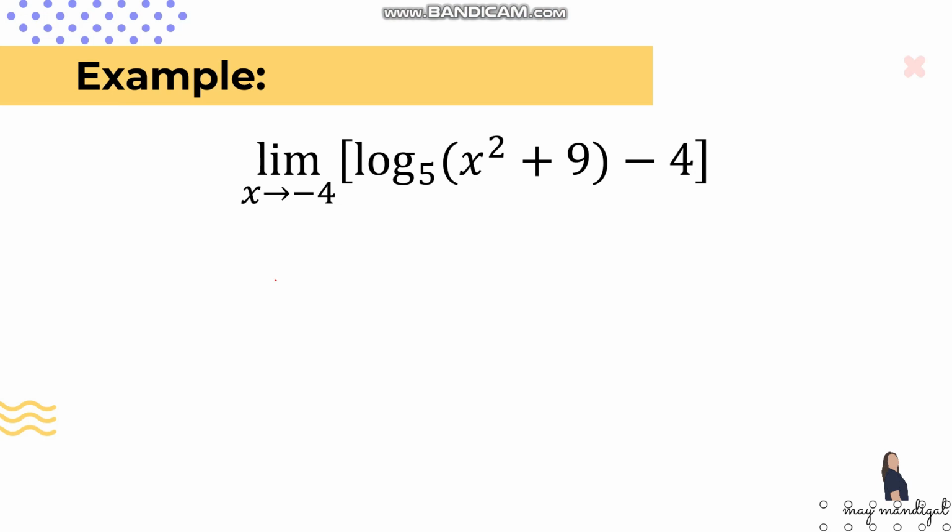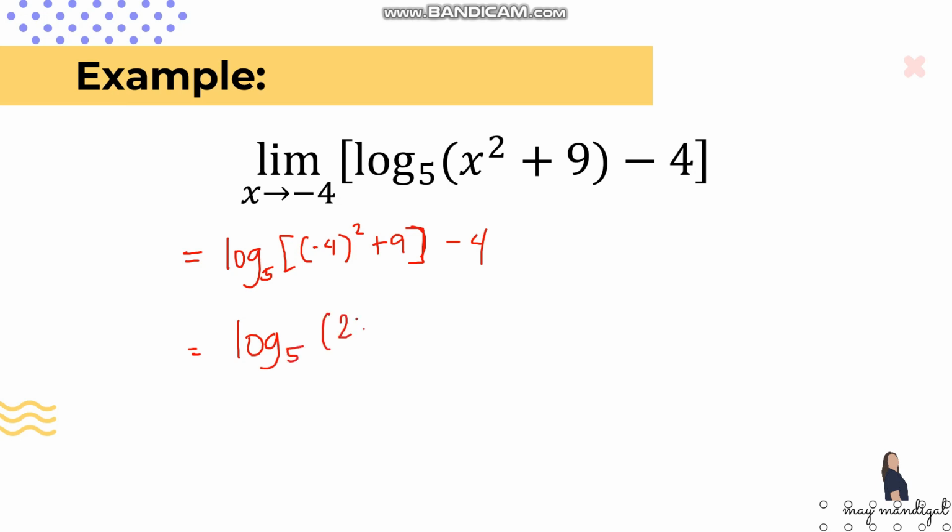So let's try this example. So let's just substitute. So we have logarithm of negative 4 squared plus 9, minus 4. Forgot to put the base here. So we'll have to simplify the one inside the grouping symbol, logarithm of 25, minus 4. So you solve for this one first before you subtract 4. So logarithm of 25 base 5 is 2, and then minus 4. Therefore, the limit of this function is negative 2.